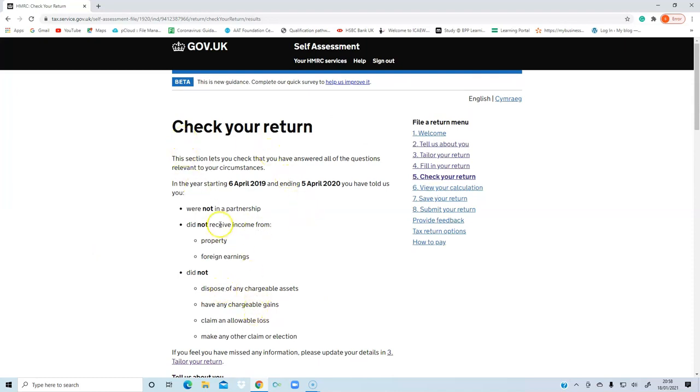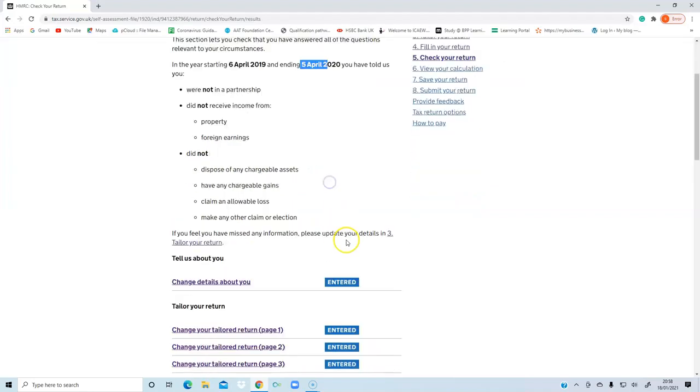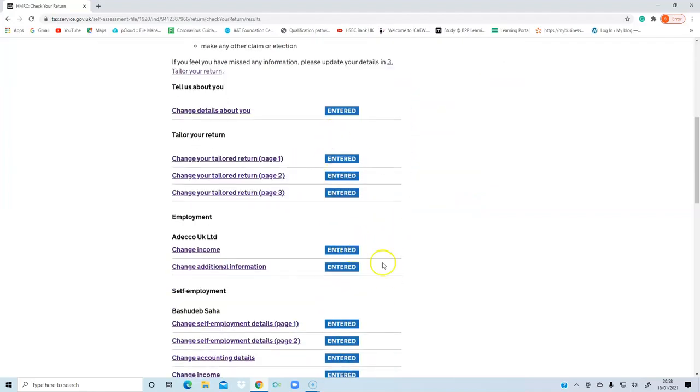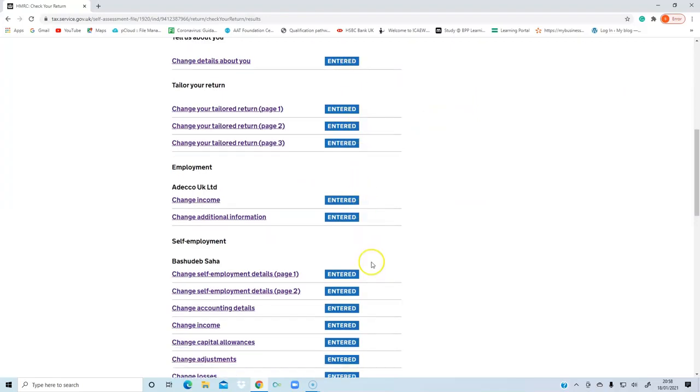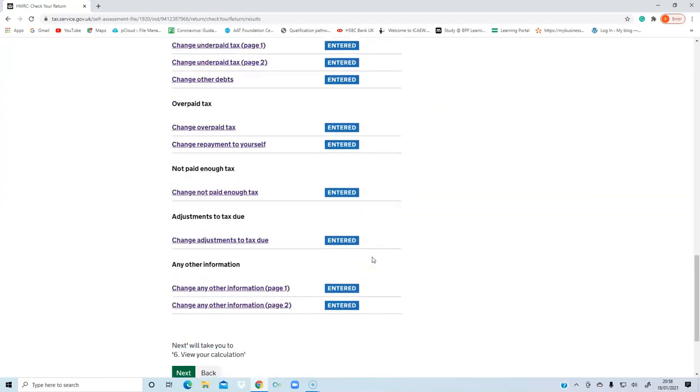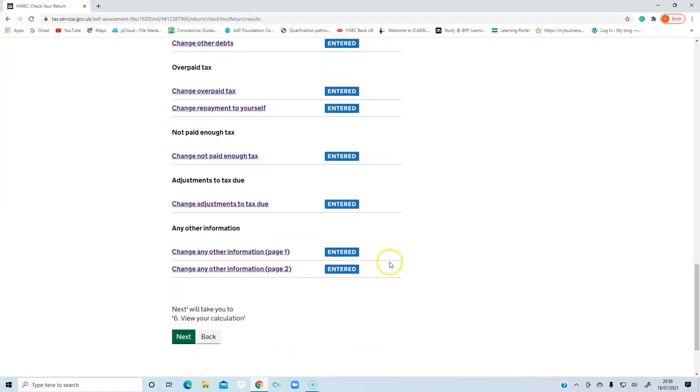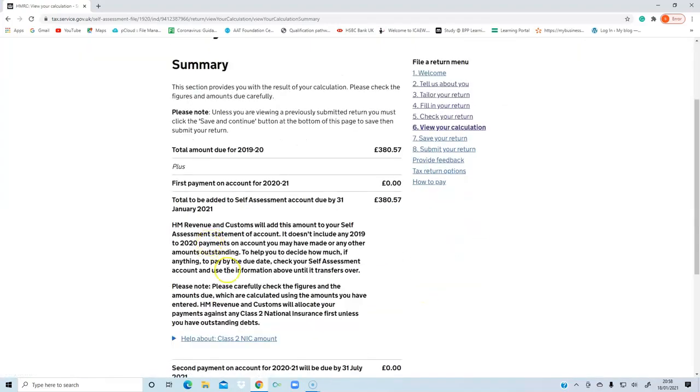They say check your return. So the return is from 6th of April till 5th of April 2020. All these answers have to be entered. So all the information we have entered. If I see anything is missing, then I have to fill it up. So everything has to be entered. Then we move to the next page, that will take us to the summary.